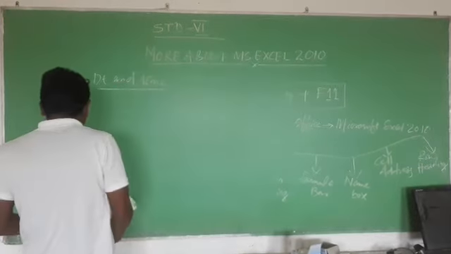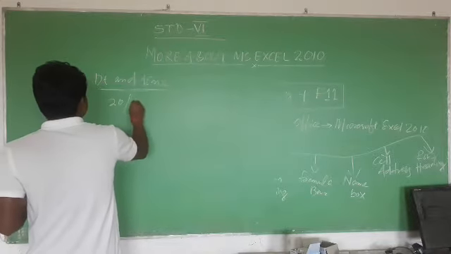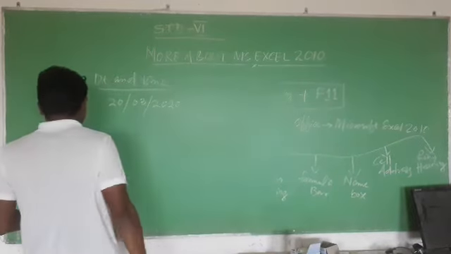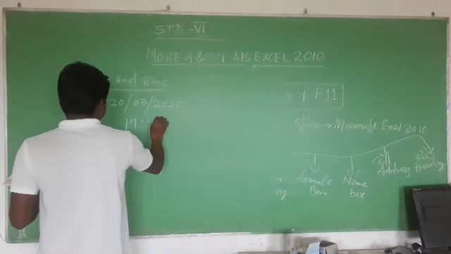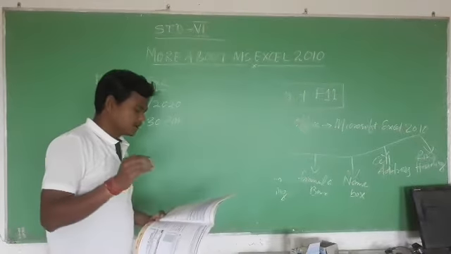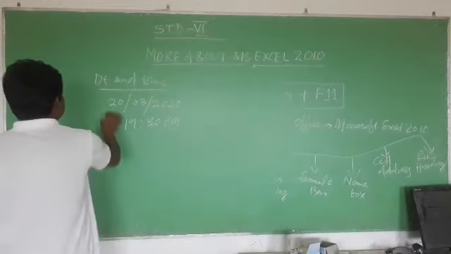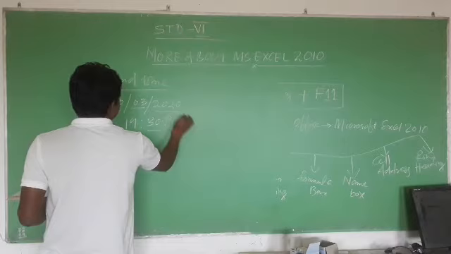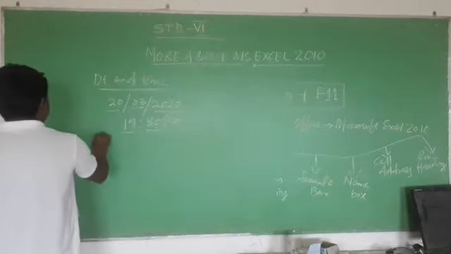Now this date and time will be like 20/03/2020, and time will be 19:30. By default these values are right aligned. This is the date, month, year, and this is hour and minute. Next one is numbers.